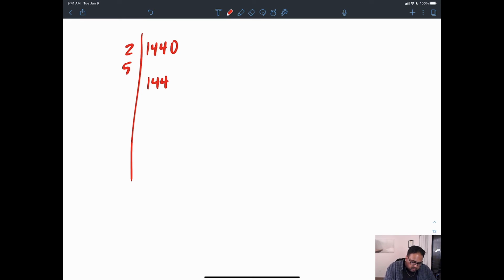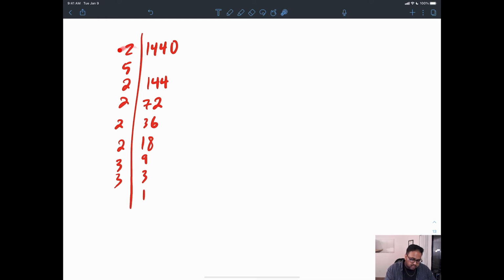Let's continue. 144, that's divisible by 2. When I do that, I'm left with 72. That's still divisible by 2. When I do that, I'm left with 36. Still divisible by 2. When I do that, I get 18. Still divisible by 2, I get 9. And 9 we know is 3 times 3. Okay, we can write it like this if you want to be concrete. And so now I just have to read off this column to get my representation of 1,440 as a product of primes. So how many 2s do I have? 1, 2, 3, 4, 5. How many 3s do I have? 1, 2.